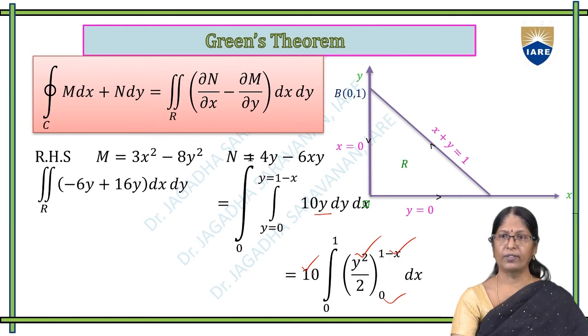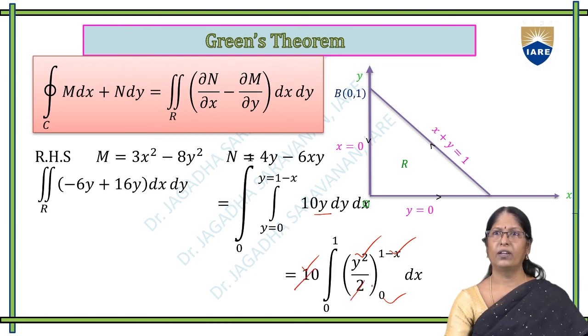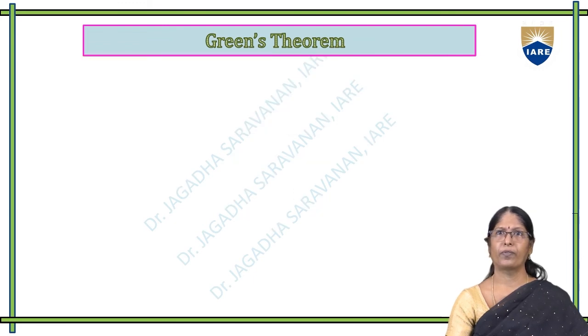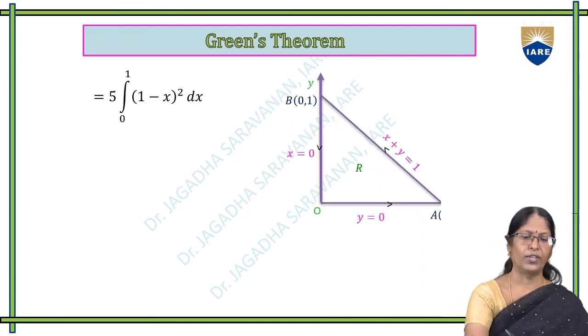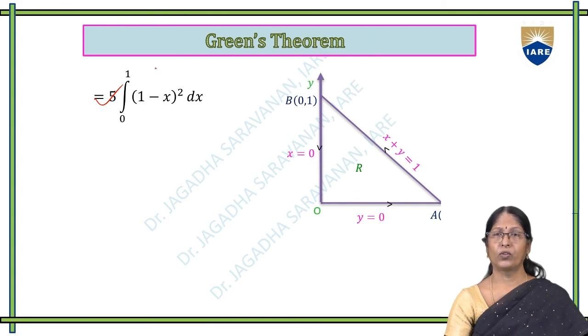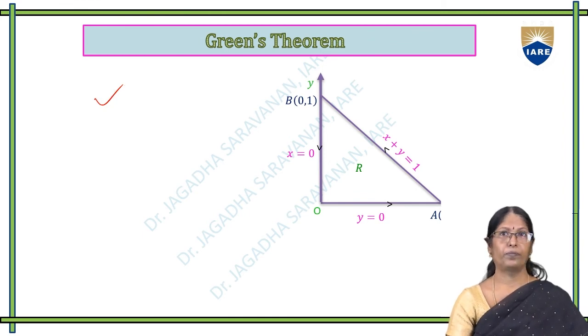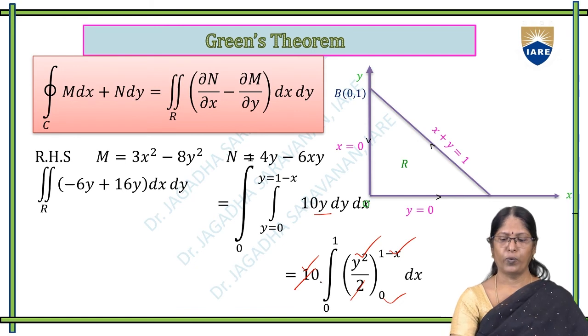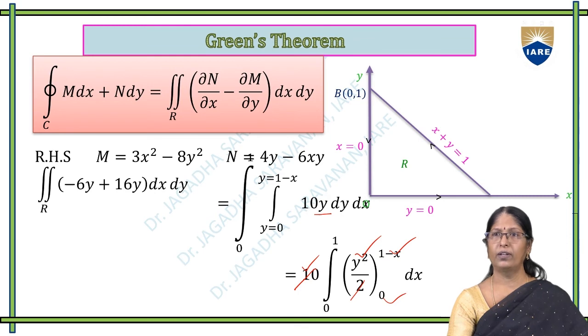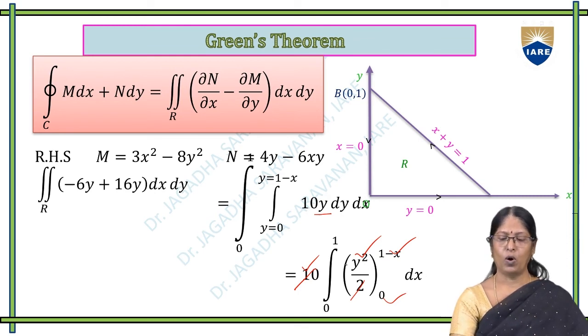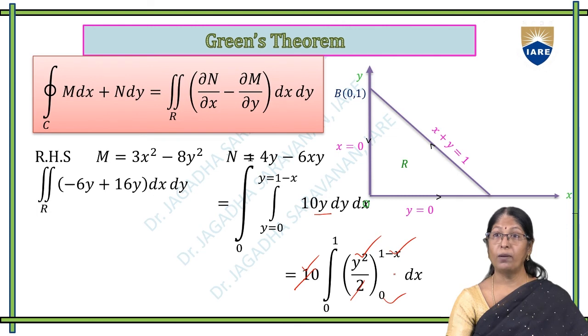Before that, if it is 10 and 2, we can cut it. It will become 5. So we can see it cutting 5. And in place of y we are substituting the upper limit, that is 1 minus x. Already the square is there. So 1 minus x the whole square, minus the lower limit value, which is 0. Anyway, after substitution we are going to get 0. We neglect it.